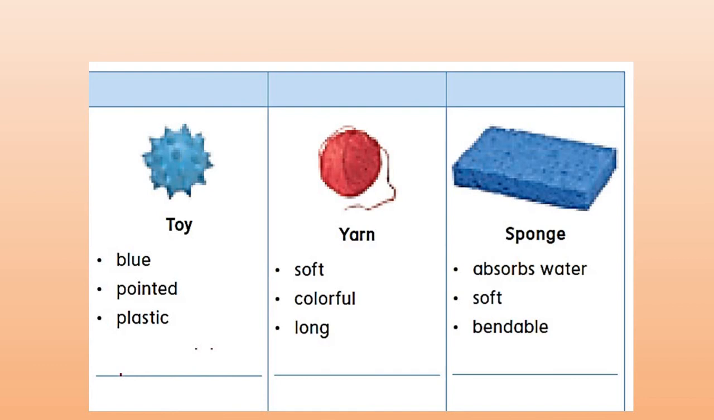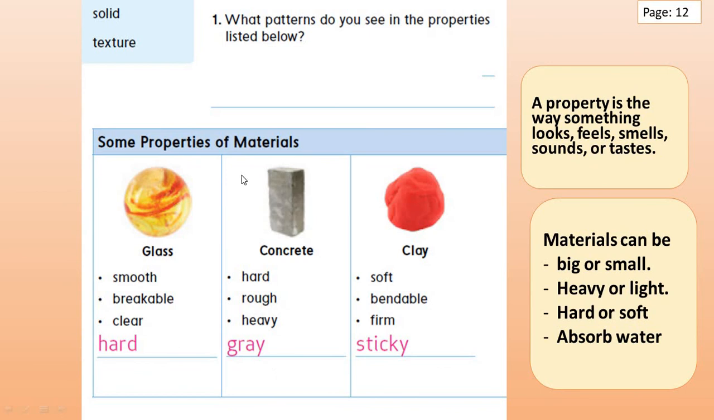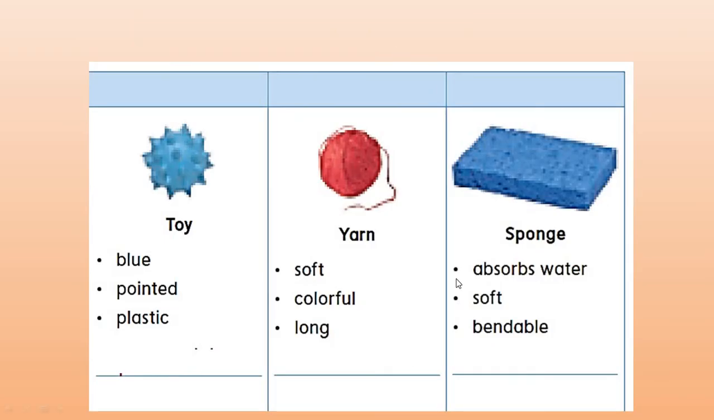Let's take another look for the first 3 objects. Here we have glass, concrete, and clay. Concrete and glass are solid and hard. Glass and clay are light. And here we have toy, yarn, and the sponge are soft. The color of the toy and the sponge are blue. So, materials can have common properties. This is called pattern.